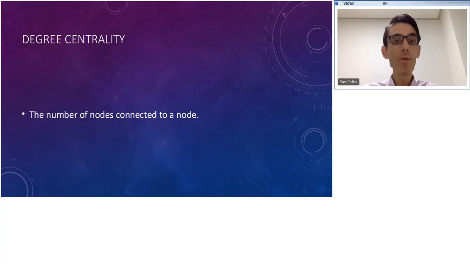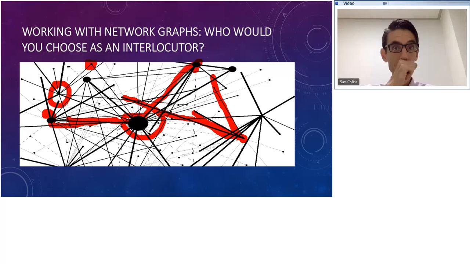Okay, so one thing that I do with my students is ask them, on this graph, if the nodes are people and the lines, the edges, are the relationships between people, who would you choose as an interlocutor?